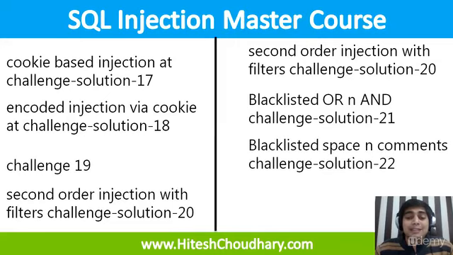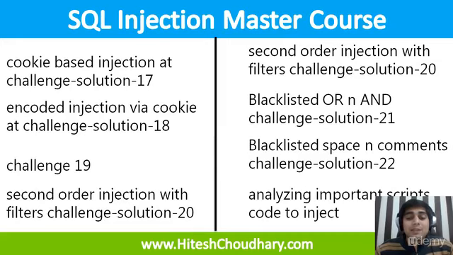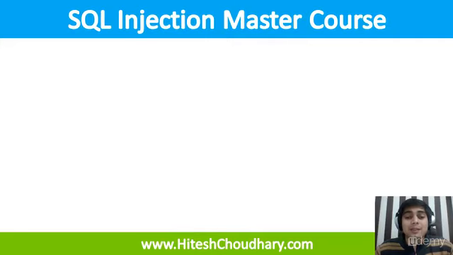After that, with blacklisting of space, comments, OR and AND, all will be blacklisted. But yes, again, we will be injecting into the application. We will learn that as well. After that, we will analyze the important scripts to inject. So I'll be giving you some Python scripts that you can simply have for analysis. So what are the different aspects you can inject and all around? Although in the entire video series, I'll not be using any kinds of tools or software. I'll be doing everything manually so that you can understand the basic core concept lying behind these things.